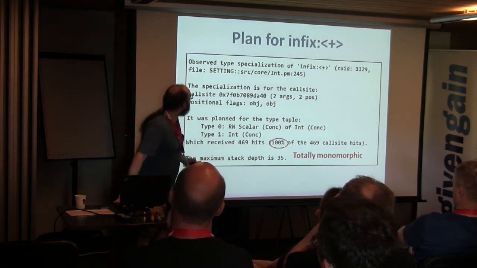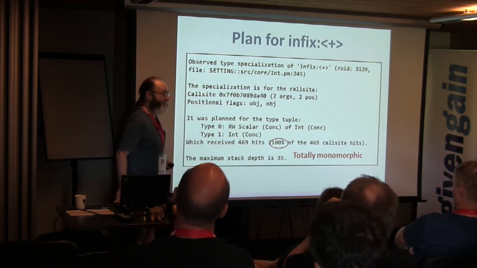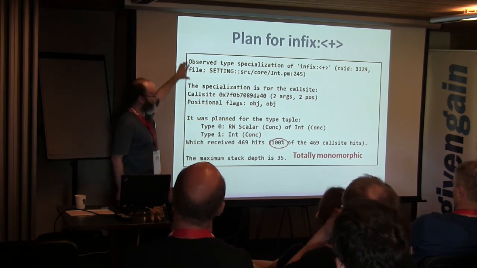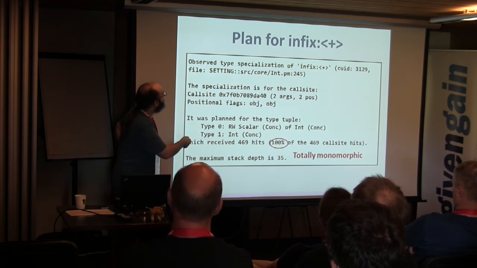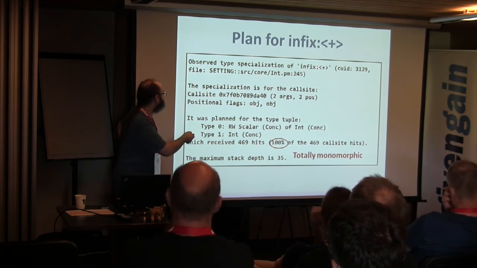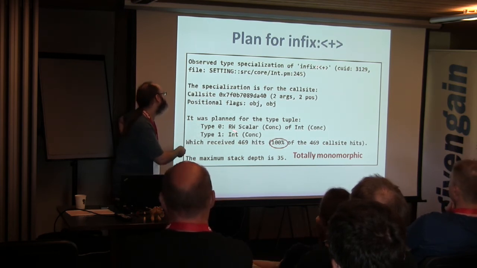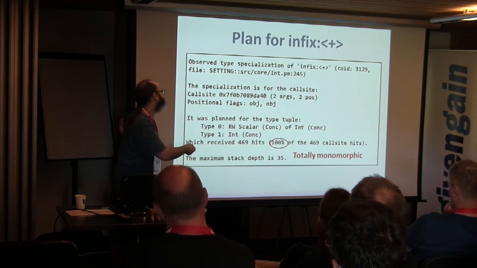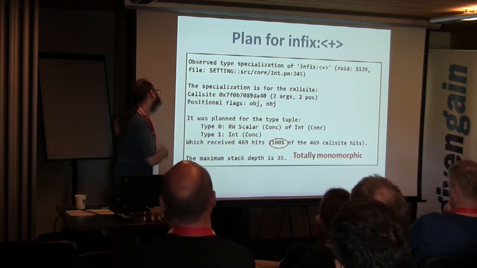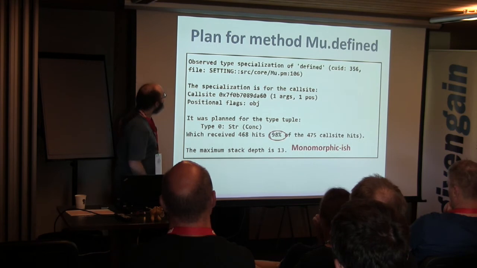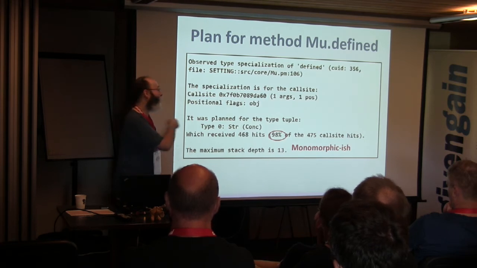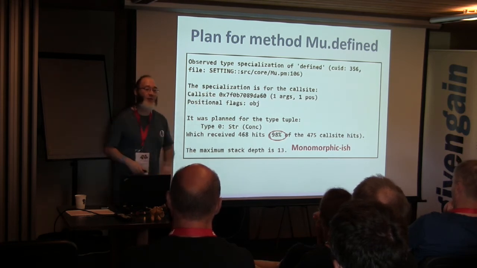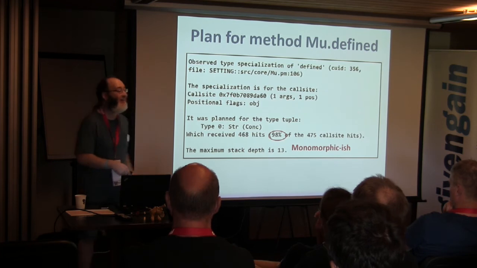So what we get out of this process is a plan. This also shows up in that log file. This says, this is the specialization of plus, and we'll specialize it for the case where it gets that scalar container with an int plus an int. That's the one for mu.defined. You can see you got 98% of the call site hits, so we'll optimize it for that. It's sort of monomorphic-ish. It's close enough.